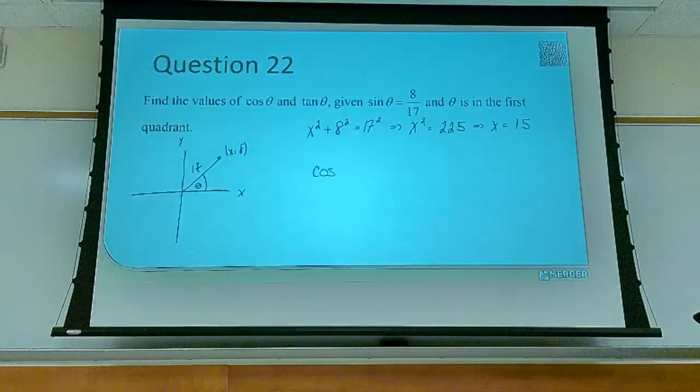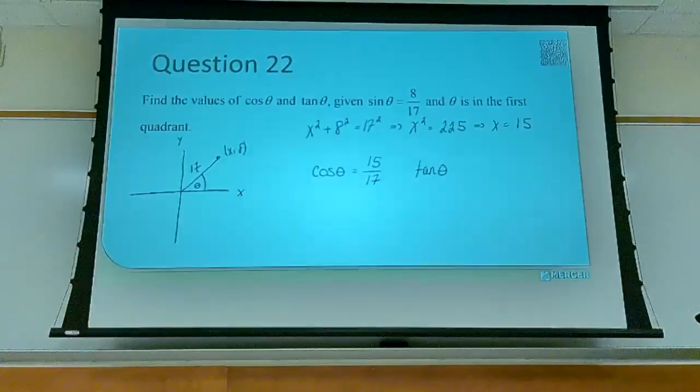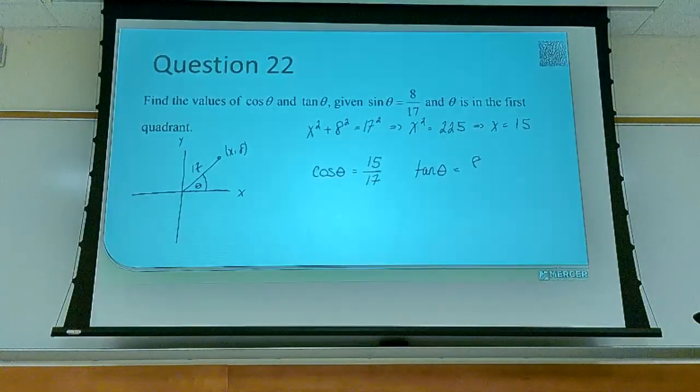What's cosine? Cosine is 15 over 17. And what's tangent? 8 over 15. There you go. They just want cosine and tangent for this problem. So you're done. Is the test going to be this easy?